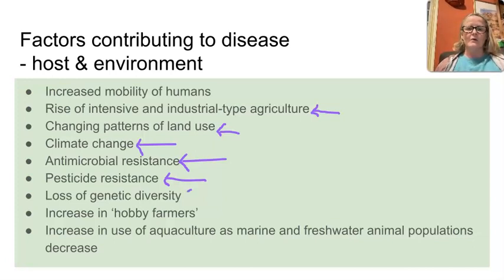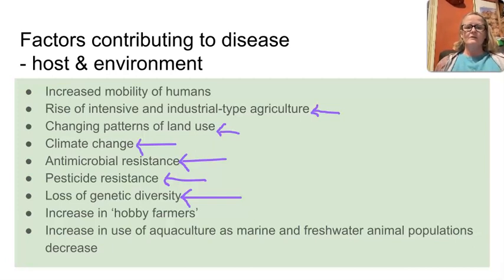Alongside that, our cattle, our sheep, our crops like wheat, they tend to be more monoculture, one type of crop or one variant of cattle, especially with things like artificial insemination. Many cattle are related to each other, so there's a loss of genetic diversity. Within that, if there's a susceptibility to disease, they will all be equally susceptible.